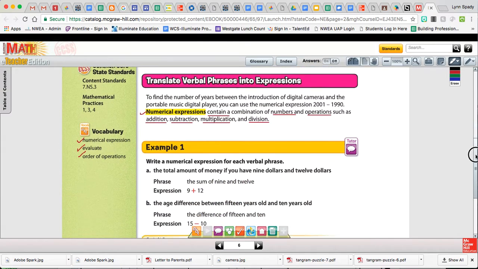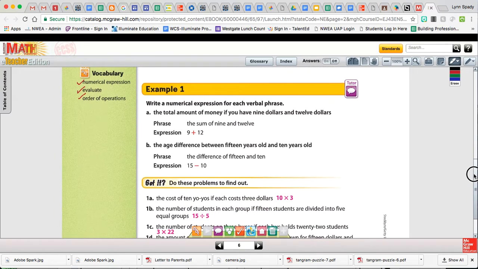So your job is to read through the examples, making sure you understand those examples. Sometimes there's video tutors that you can watch for the examples, and that's just an extra way that you can make sure you understand the problem. So make sure to take advantage of those resources.